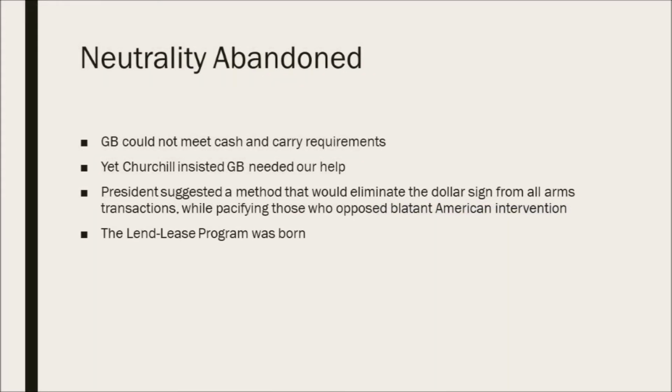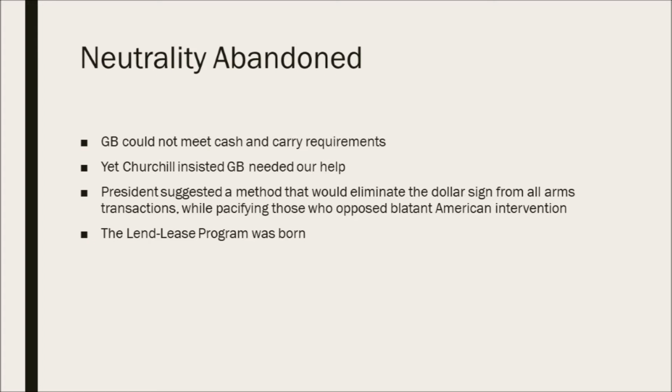Because you see, Great Britain, as they're bankrupt, they can't meet the cash and carry requirements. But as I said, the Prime Minister, this happens to be one of the great diplomats, one of the great spokesmen, orators, and just a very interesting historical character, Winston Churchill. The Prime Minister says, look, we've got to have help from the United States.